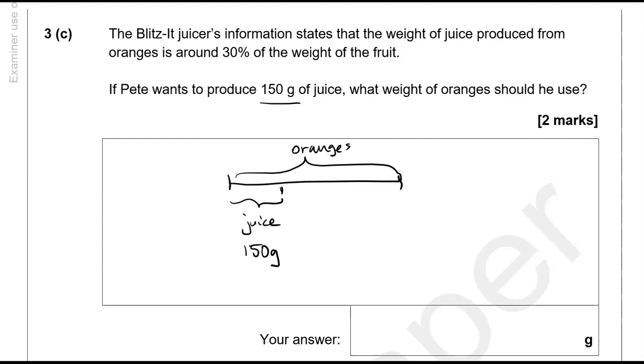So 150 grams is equal to 30%. So we're going to divide it by 30 to get just the 1%. So 150 divided by 30 gives us 5 grams. So we'll multiply this now by 100 to get the 100% amount, the weight of the oranges. So 5 times 100 gives us 500 grams.